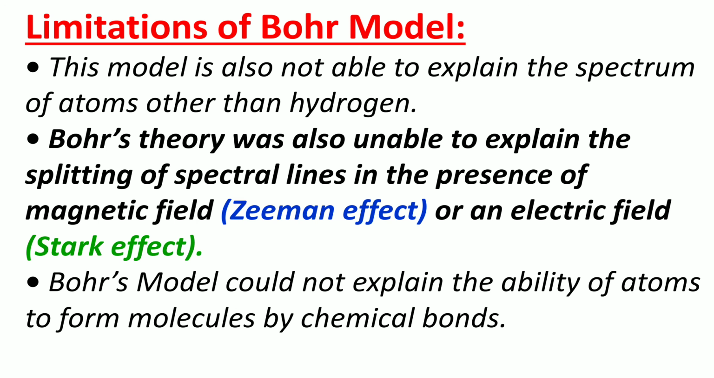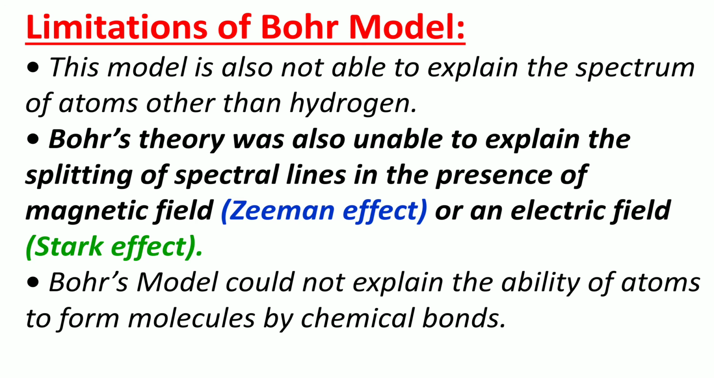Bohr's theory was also unable to explain the splitting of spectral lines in the presence of a magnetic field. The spectral lines split in the presence of a magnetic field, and that is called the Zeeman effect. In the presence of an electric field, spectral lines are also split, and that is called the Stark effect. So Bohr's theory is not able to explain the splitting of spectral lines in the Zeeman effect or the Stark effect.